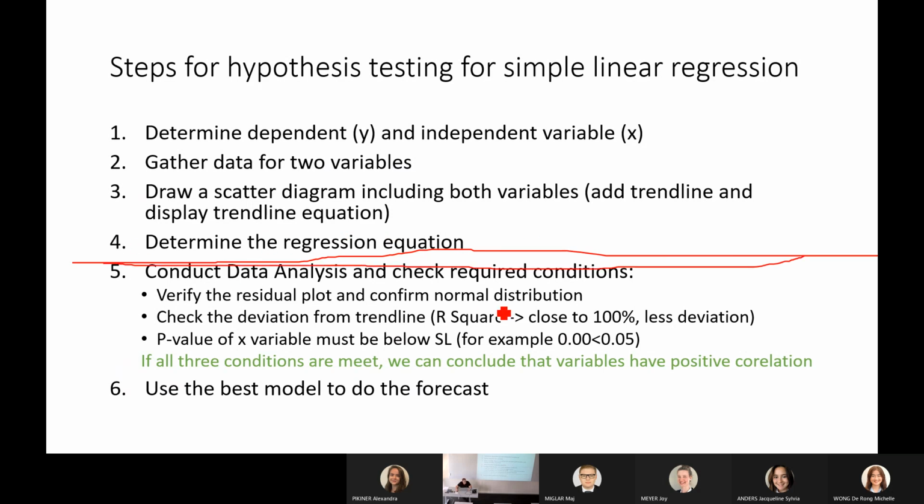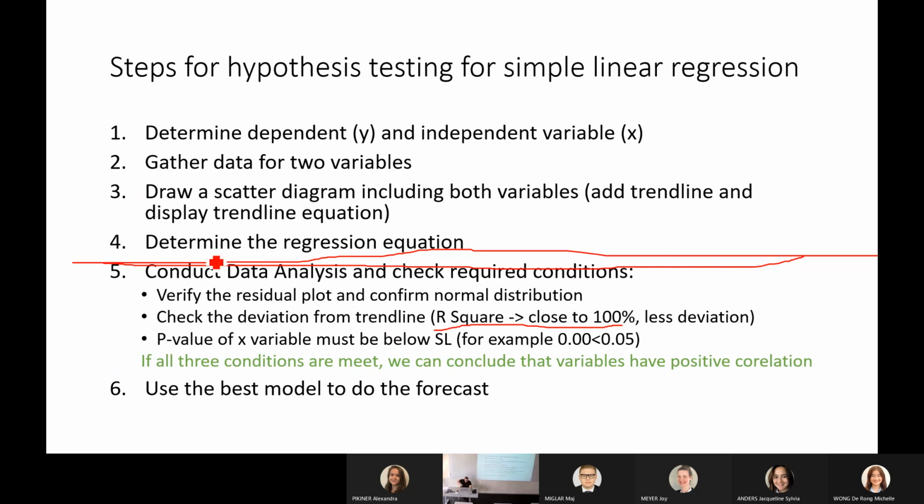We will have to check required conditions. First of all, we have to verify the residual plot and confirm the normal distribution. So what does this mean? It means that we don't want to have any shape that would look as some kind of pattern. So in the residual plot, we don't want any patterns, right? We have to check the deviation from trend line, that's R square. The closer to 100, the better it is.